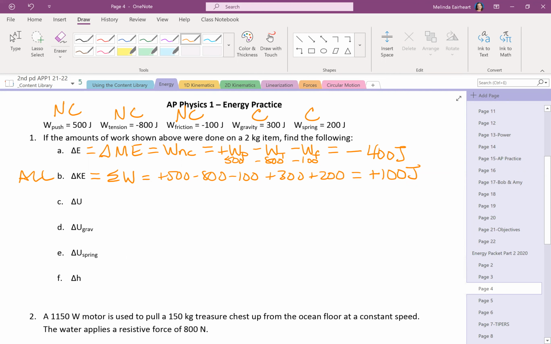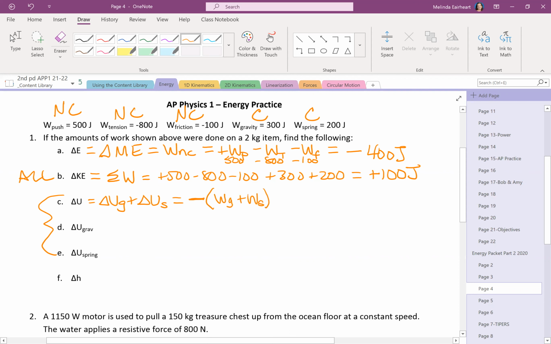Change in U, potential energy, no subscript. And then D says change in gravitational potential energy. And then E says a change in spring or elastic potential energy. So what about C? C is going to be a change in U for both. Okay. And so C, D, and E are kind of done all collectively. Same principle. And so these are going to be equal to a negative of the work done by gravity and the work done by a spring. Again, that theorem for conservative forces has that negative as part of the equation. And so a negative work done by gravity was a positive 300. Work done by a spring is a positive 200.